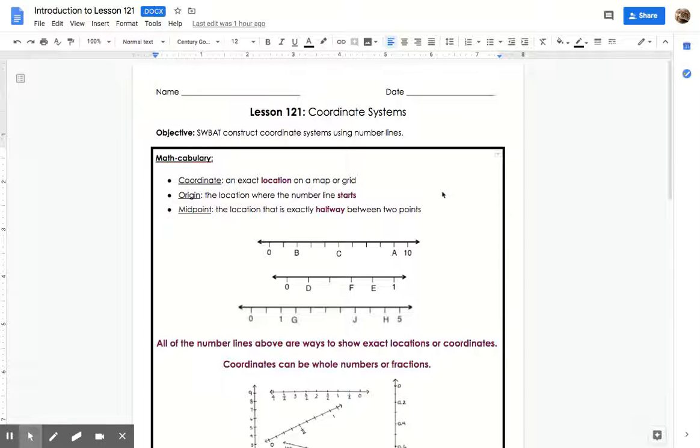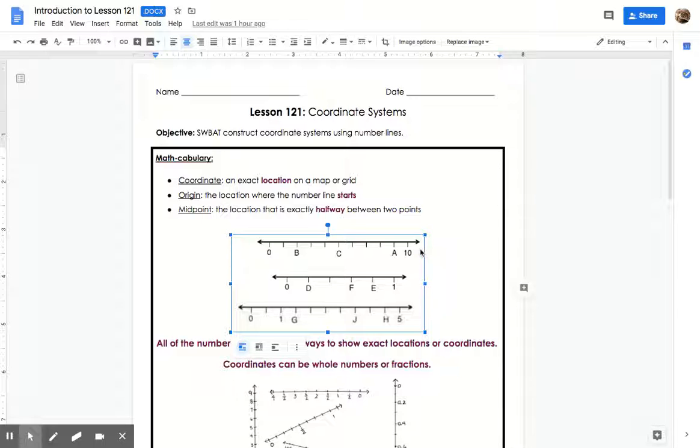All of these three number lines that I've shown you here are ways to show exact locations or coordinates. Coordinates can be whole numbers or fractions. Notice on these three number lines, they have all different endpoints. The first one ends at 10, the second one ends at 1, the last one ends at 5. If you wanted to find the location of the letter A on the first one, you would say, well, A is 1 unit before 10, and I know that each one is worth 1 because when I count them up, there are 9 different lines making 10, 0 to 10. So A is 9. B, on the other hand, would be 2.